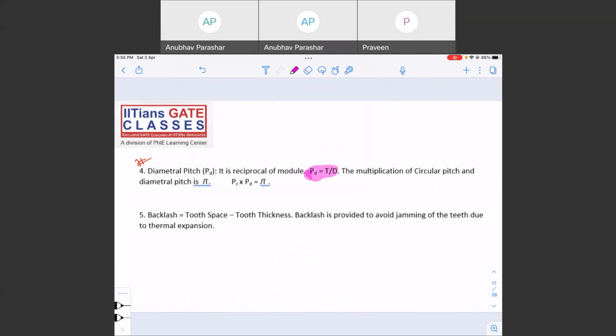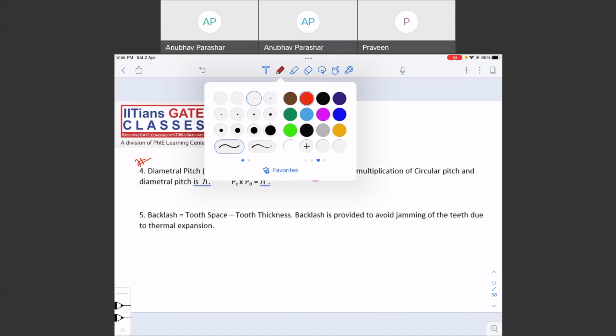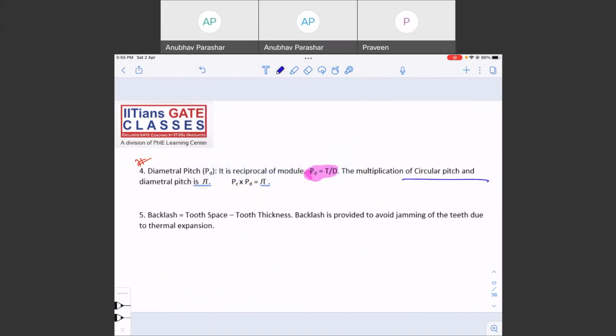So one question is being asked. What is the multiplication of circular pitch and diametral pitch? If you multiply circular pitch and diametral pitch, PC into PD. What is PC? PC can be written as pi d by t. And what is PD? Opposite of module, 1 by m, that is t by d. T and d will get cancelled out. So what will remain is pi. This is the question which is being asked.